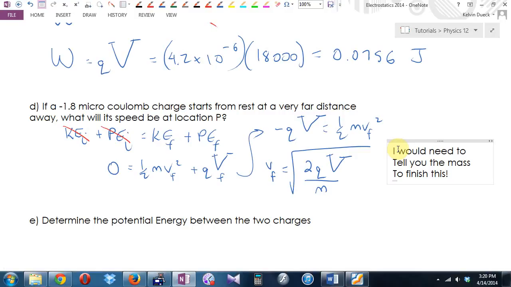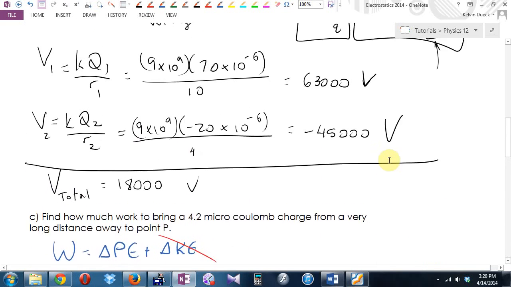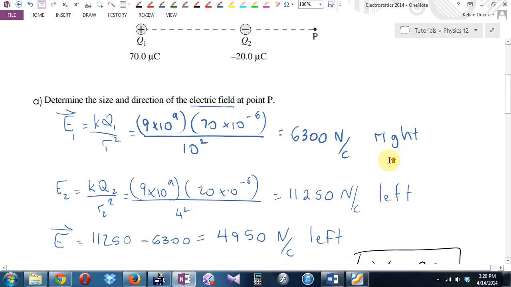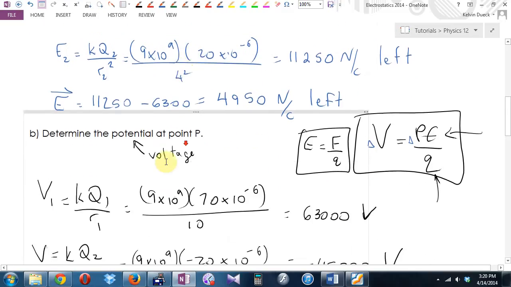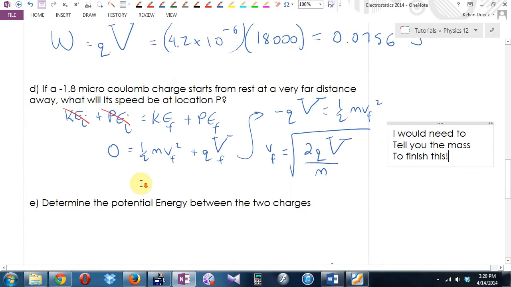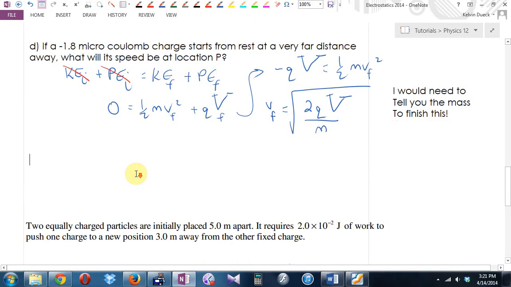All stuff that we can do with two charges and the location. I wrote down here, determine the potential energy between the two charges. That's not two charges and a location. That's just plain old two charges. K Q1 Q2 over R. That would tell you how much energy there was between these two charges. I'm going to skip that for now. I think you guys are okay on that. So I'm going to go yoink, delete.